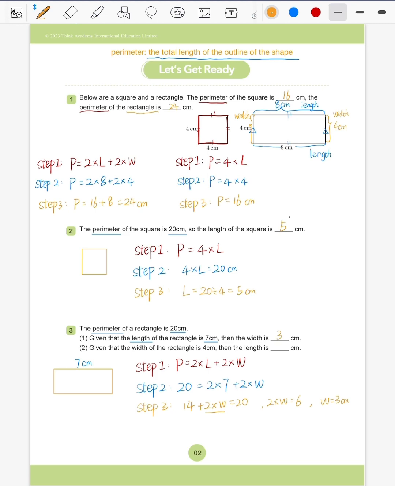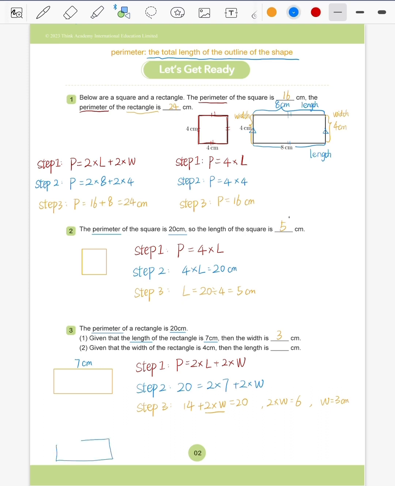Okay? And then let's think about the second question. Given that the width of the rectangle is 4 centimeters, then how long is the length? And we can still use the formula of the perimeter of the rectangle. And we will draw a new rectangle because for this time, we know the different information of that.